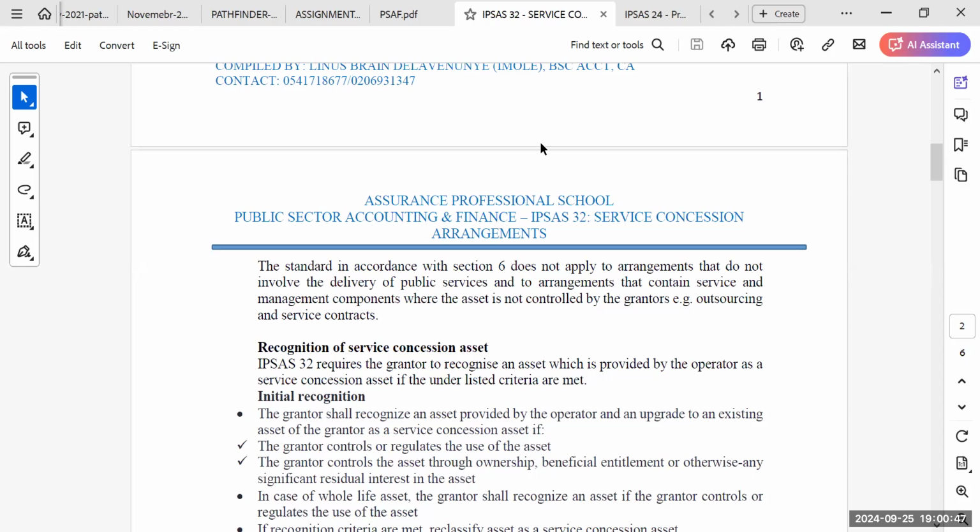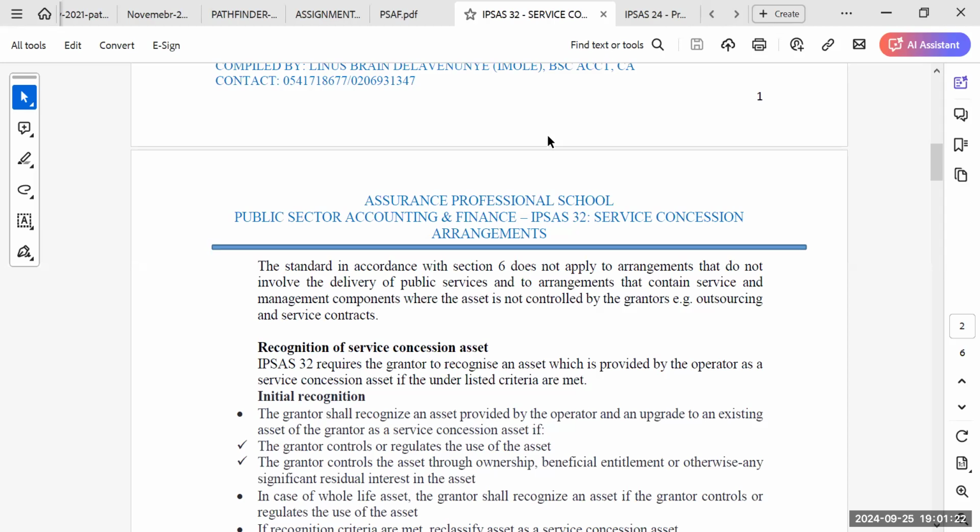So when the government controls the asset, then the government can go ahead to recognize a concession asset. So the government controls the asset either through use or by regulating how the asset will be used. But if the government does not control the asset, or cannot tell how the asset is to be used, the government can also control the asset through ownership, beneficiary titles, or residual value.